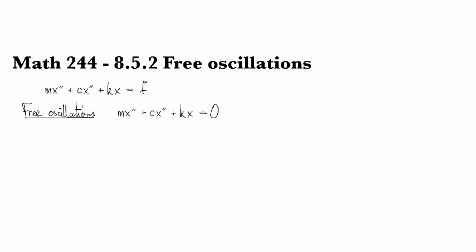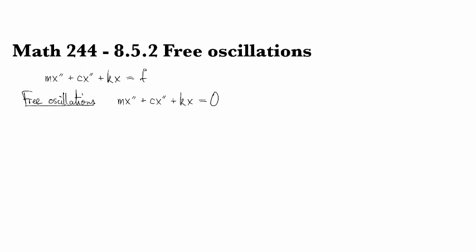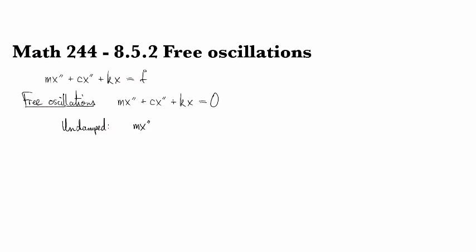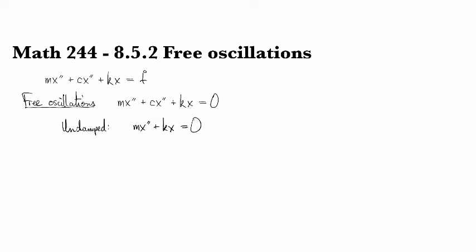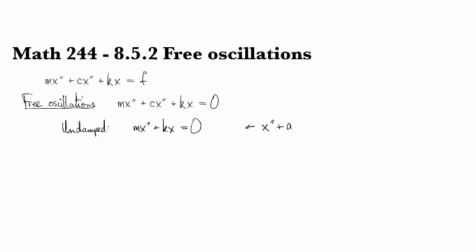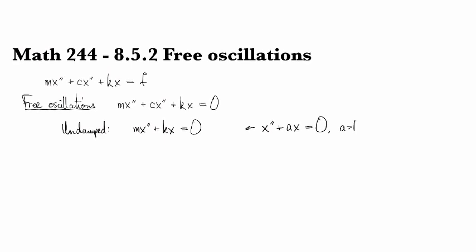So for free oscillations, we're looking at the scenario where the forcing function is equal to 0. First, let's look at free undamped oscillations. In the undamped case, it looks like mx double prime plus kx equals 0. If you take a look at this, it has the same general form as this, for some positive number a in any physically realistic situation.